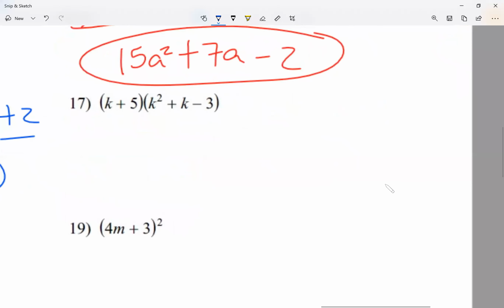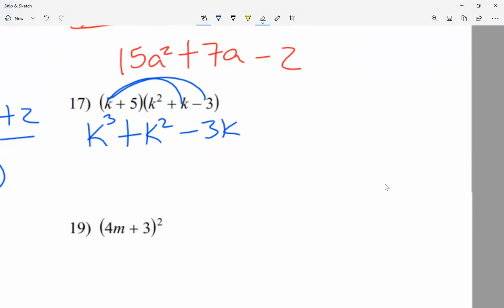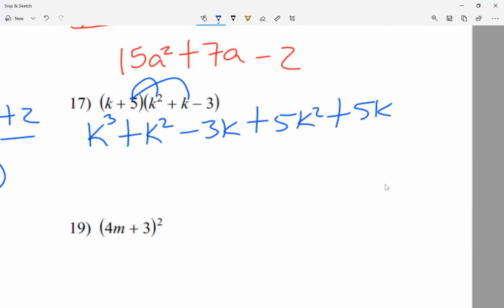Right, number 17. Let me distribute the k. k times k squared gives me k to the third. k times k gives me k to the second. k times a negative 3 gives me negative 3k. Now let me distribute the 5. 5 times k squared is going to give me 5k squared. 5 times k gives me 5k. And then 5 times a negative 3 is going to give me negative 15.